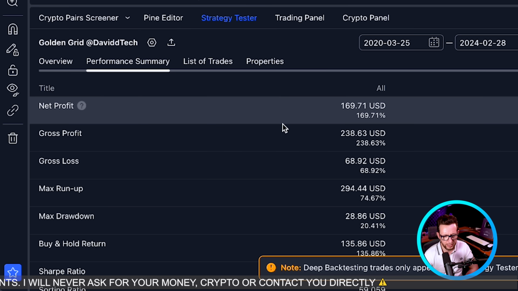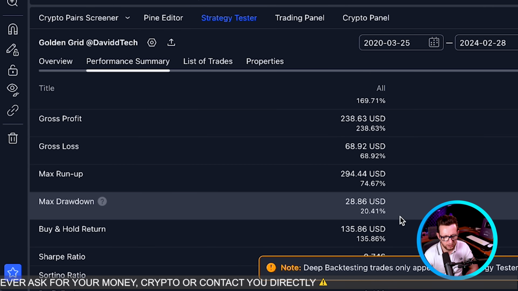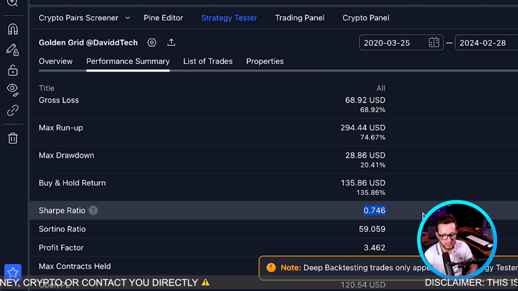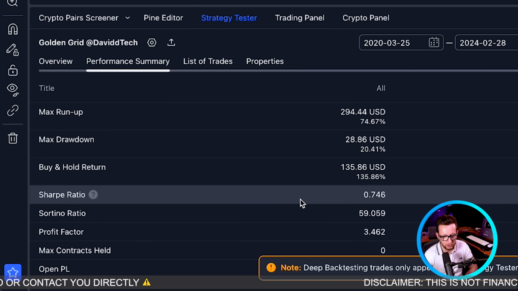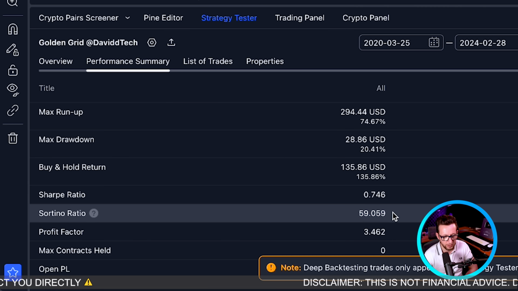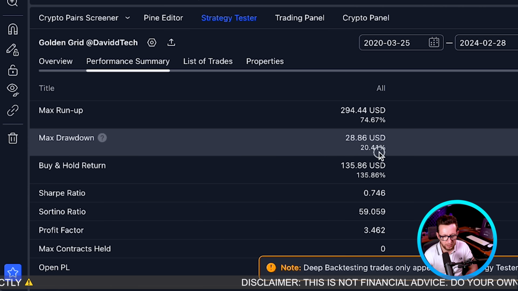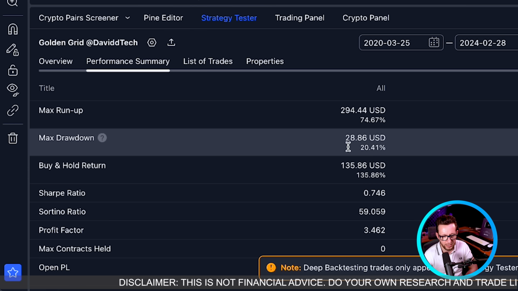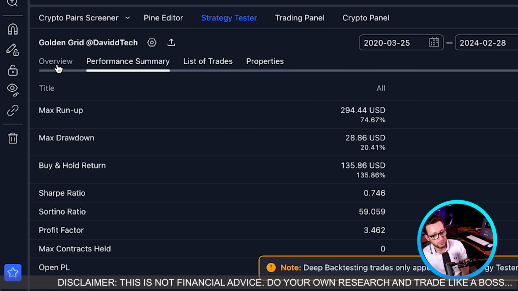Yeah, so the Sharpe ratio, I should imagine, is quite low. And no, it's actually not too bad. There you go, 0.74. Sortino is 59, which is really good. Max drawdown 20%, depends on your trading. I mean, it is a bigger max drawdown than we expect from spot trading.